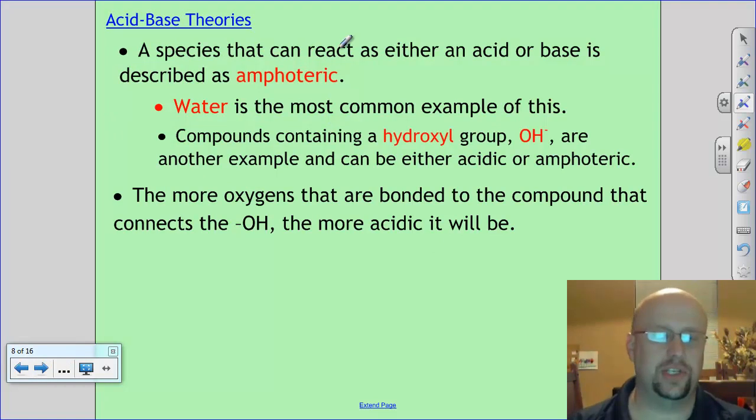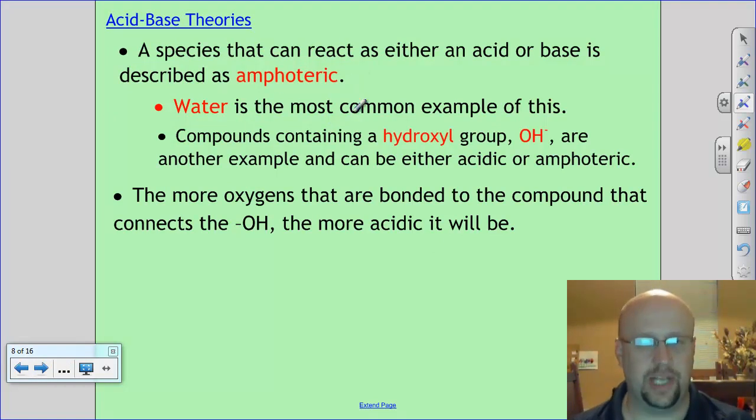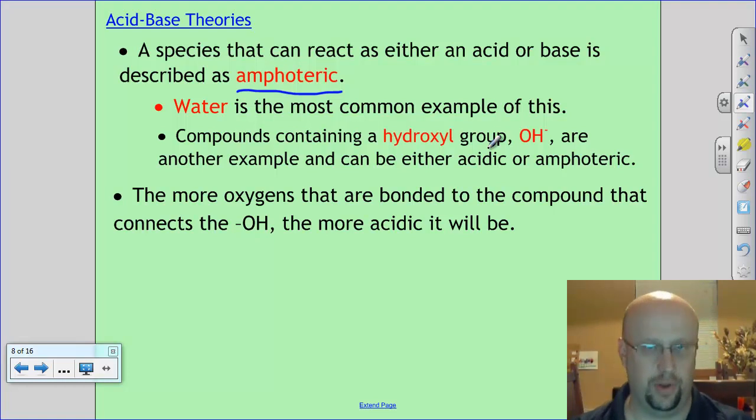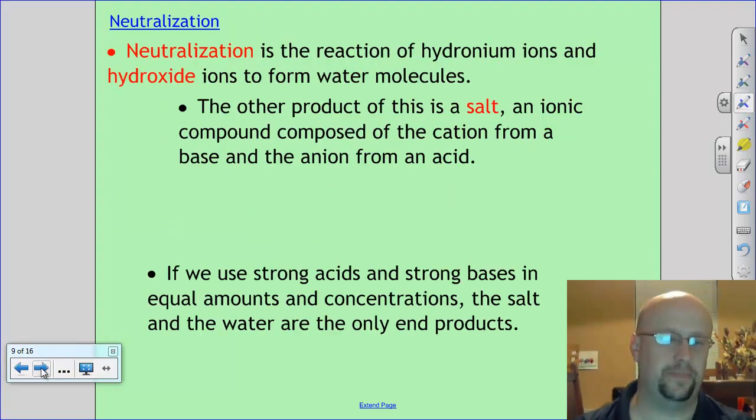Alright, so you notice in that last section that water was an acid. Water can actually be either an acid or a base, and there's a special word for that. We call those compounds amphoteric, meaning that basically they can play either side of the equation. They can be the acid or the base. Water's not the only thing. Alcohols, things with hydroxyl groups, tend to be a good example of that also. Water, though, tends to be the more common one. That's the one that we're going to see the most of.